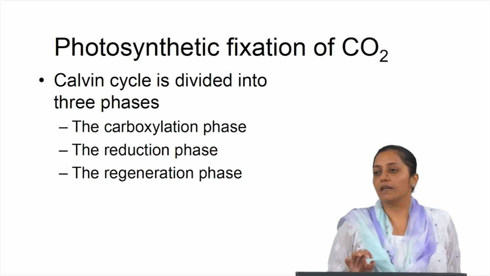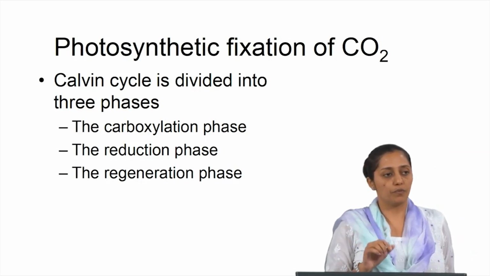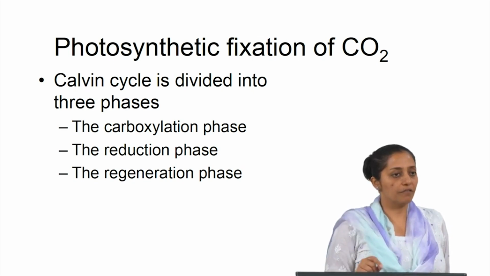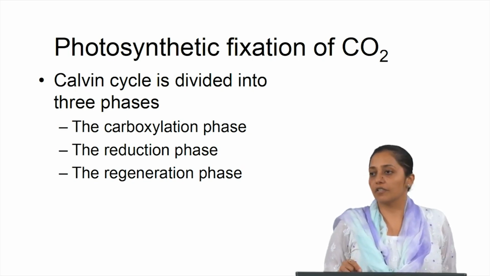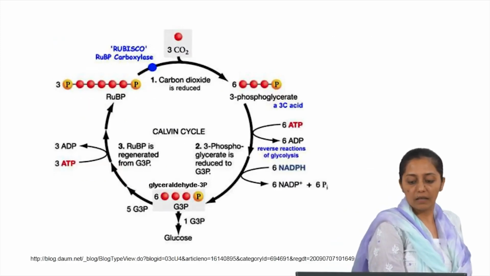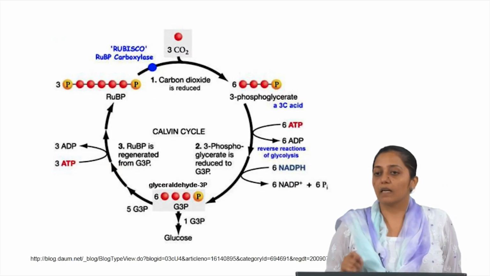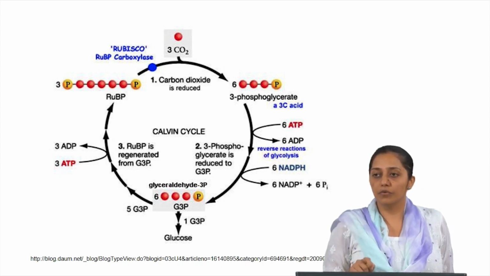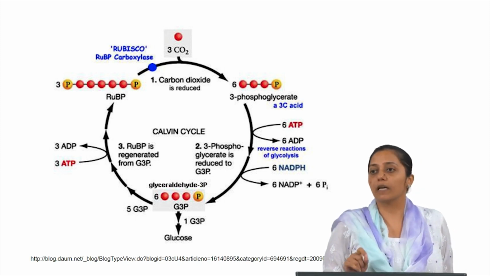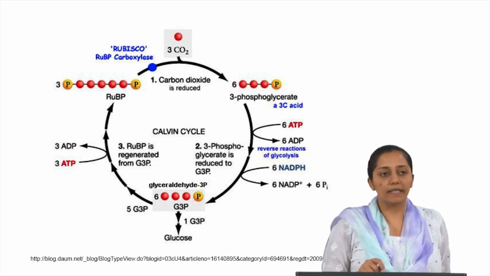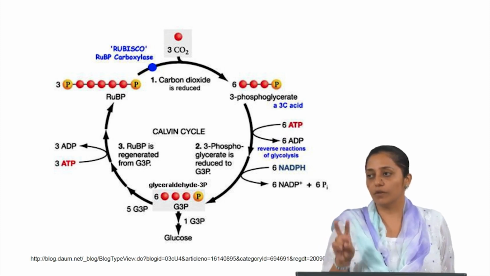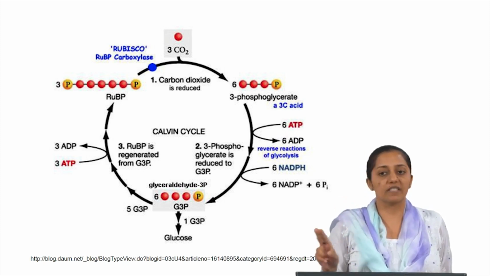In general, the Calvin cycle has three portions. One is carboxylation, then the reduction phase, and after the reduction phase, the regeneration phase. So, what happens in the carboxylation phase? The carbon dioxide is fixed by RuBisCO, which is ribulose bisphosphate carboxylase. It combines carbon dioxide with ribulose 1,5-bisphosphate to give you two molecules of phosphoglyceric acid.